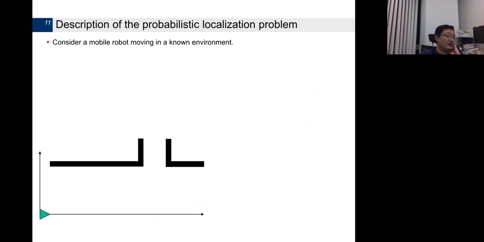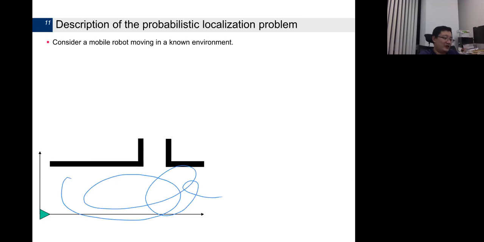Next. If we combine what we have known from the 1D case and all these distributions, what will happen in 2D? Consider you have a mobile robot moving in a known environment. Here is a corridor. Sorry, this is a door, and this is a free motion area.